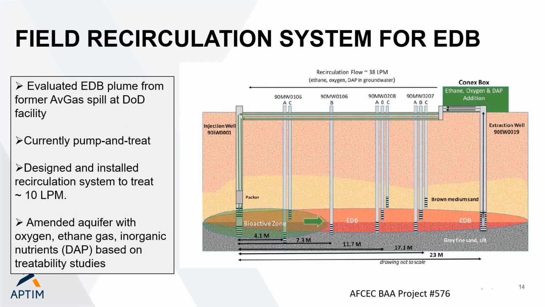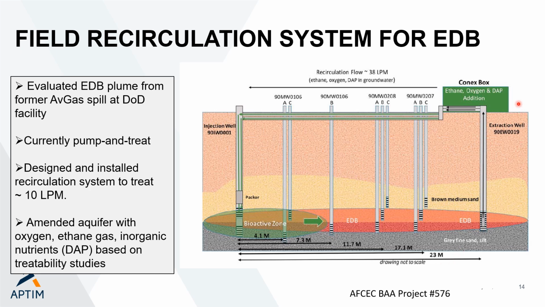So this was a field pilot recirculation system for EDB. Basically there was a plume from a former leaded fuel spill, and all of the hydrocarbons had been cleaned up, but there was EDB that had moved down gradient from this spill. So we did an in situ pilot, and through some microcosm studies, which I showed you earlier, we found that ethane gas promoted natural bacteria to break down EDB.